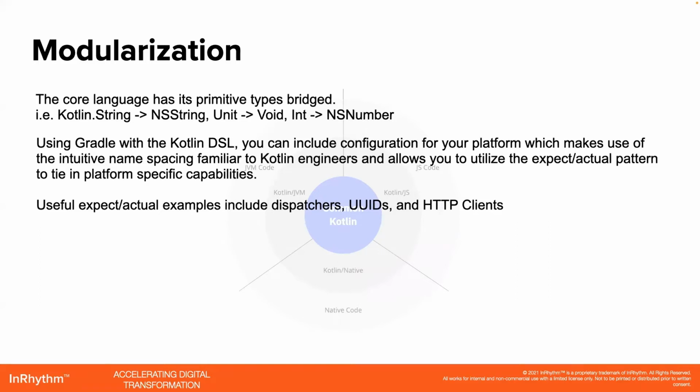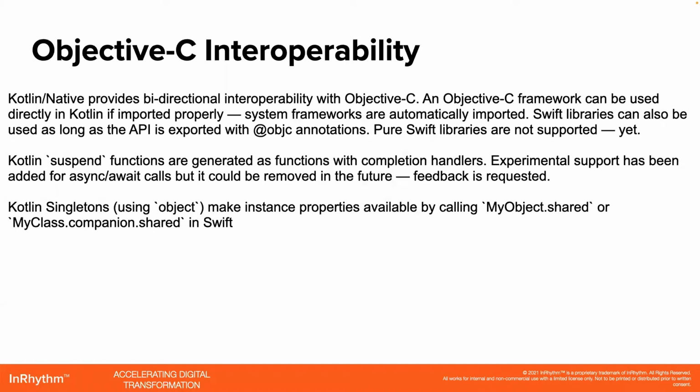So we'll go on to talk about Objective-C interoperability. Kotlin Native frameworks for iOS are created by generating Objective-C code. Interoperability is bidirectional, so Swift libraries can be used, but their APIs must be exported using the objc annotations. Pure Swift libraries are not yet supported. Documentation heavily hints that they may be in the future.